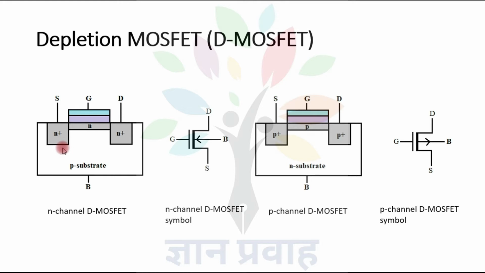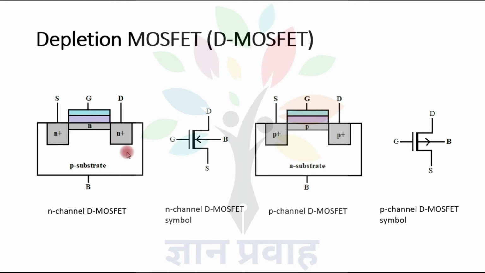So in case of depletion, the channel is already implanted by using a specific technique. It means N plus region, N region, and N plus region. So when we apply a power supply, then current conduction is there without any input voltage or VGS voltage. So these types of devices are called normally on devices.